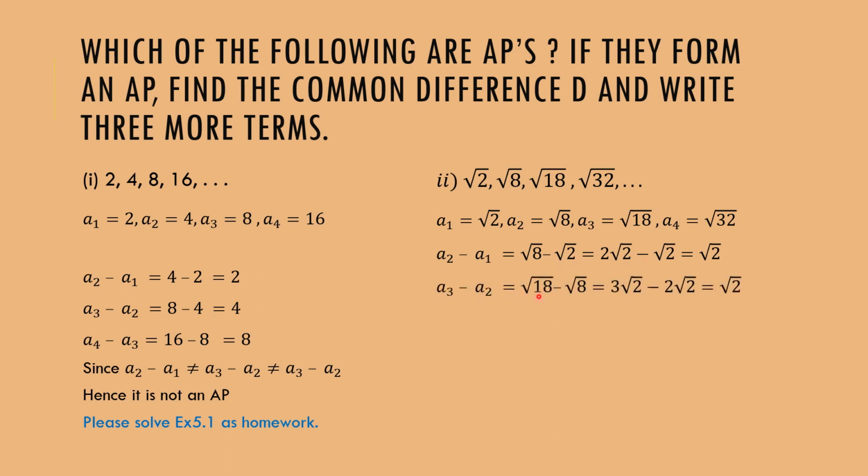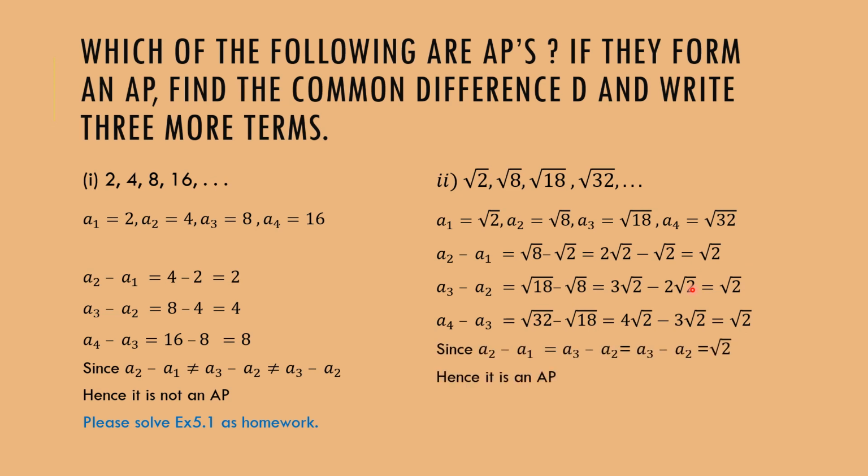Similarly, A3 minus A2 is root 18 minus root 8, that is 3 root 2 minus 2 root 2, that is root 2. Similarly, you can see that the difference remains same in all the three cases. So here it is an AP. Sorry, here there is a mistake. The difference written is wrong. Let's rectify it. It should be root 2 and not minus 3. Okay.